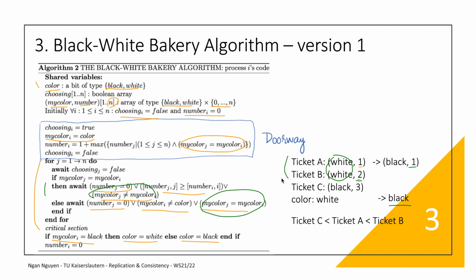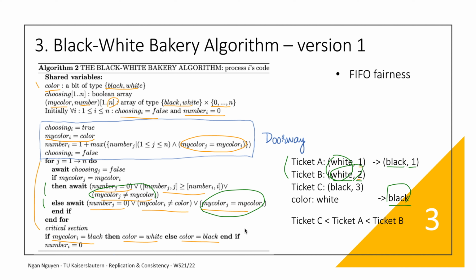In the meanwhile, ticket A will check that it has a different color than ticket B, so ticket A will loop in this condition and see that because ticket B has a different color than the color bit, it considers that ticket B has higher priority and waits for ticket B to enter the critical section first, and this situation can create a deadlock.